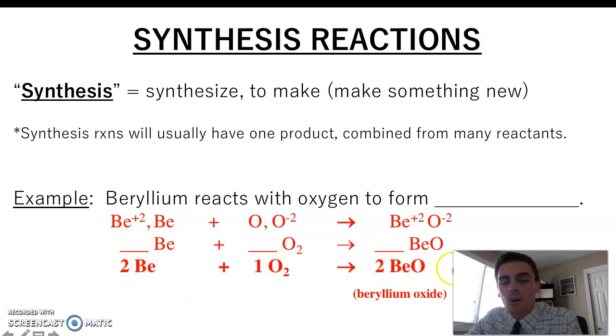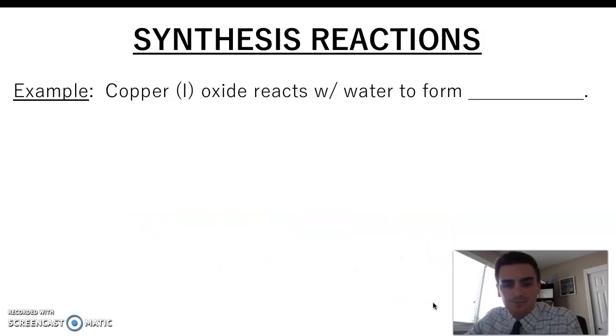Now it's all balanced. It's a synthesis reaction because I took 2 elements and made one new thing, and the answer to the blank would be beryllium oxide. Remember, we drop the ending and add IDE. So there's a really good example. Let's do one more example together as a class here.